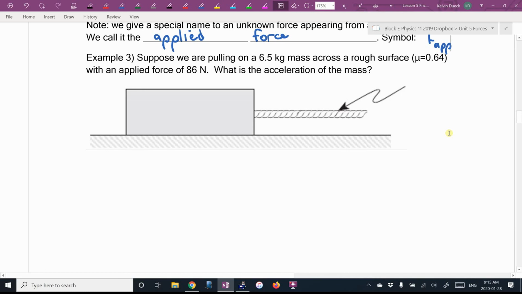Example 3, I like example 3. Suppose we are pulling on a 6.5 kilogram mass across a rough surface with a mu of 0.64 with an applied force of 86 newtons. What's the acceleration of this mass?